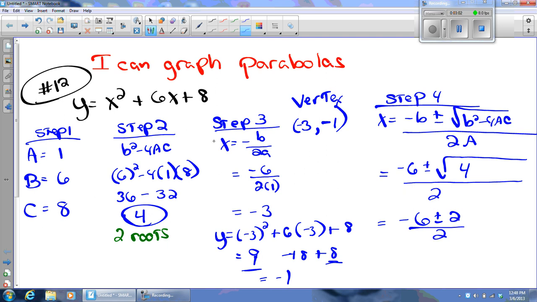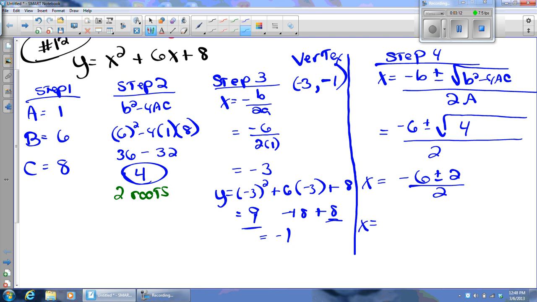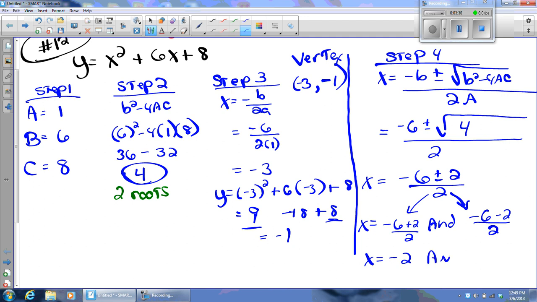And remember, this is two problems. Let me get a divider line in here. There we go. x equals these two problems. x could equal negative 6 plus 2 divided by 2, which means that x will equal negative 2. Or, actually it's an and, sorry about that. And negative 6 minus 2 divided by 2, which would end up being negative 4.